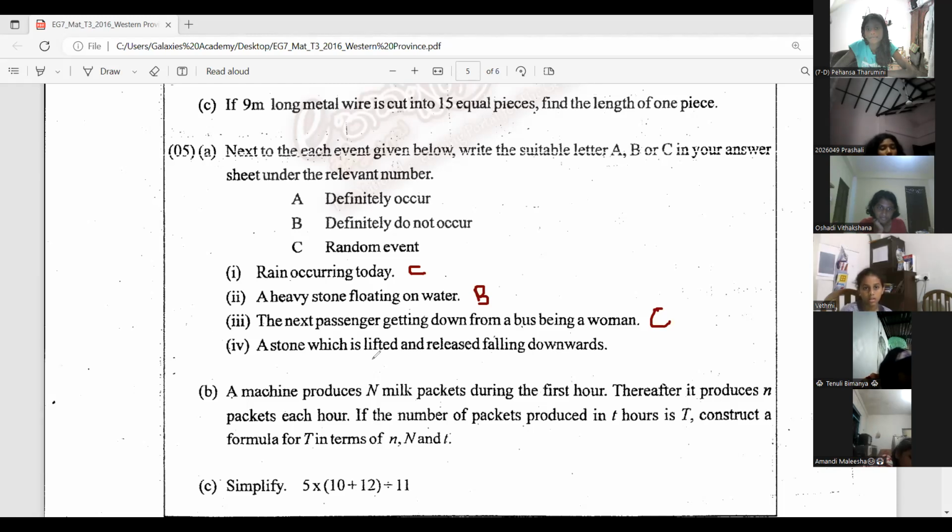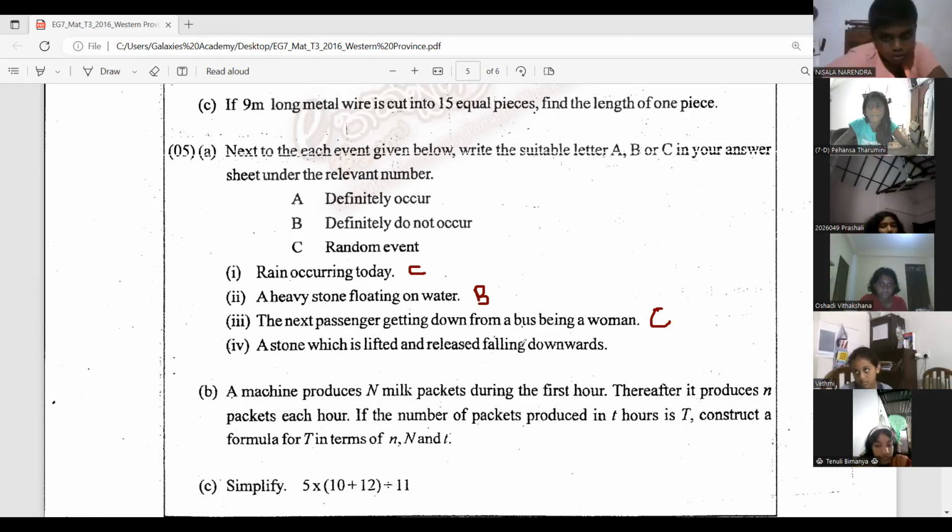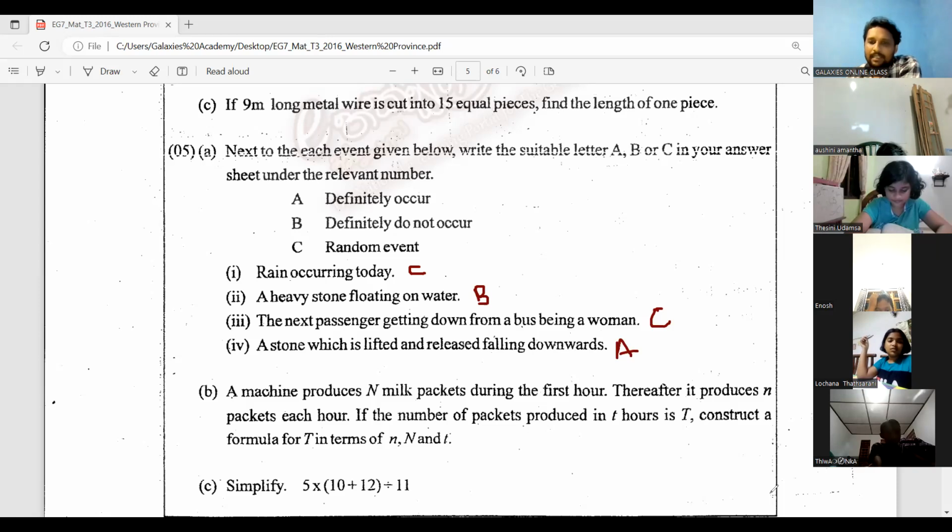Next one, a stone which is lifted and released falling downwards. ඔගොල්ලෝ මොනවා හරි stone එකක් මෙහෙම උඩට එසෙව්වොත් ඒක අතෑරියට පස්සේ falling downward පහළට යනවා. Definitely occur, no? මොකද කවදාවත් ඔයගොල්ලෝ ගලක් අතර ඇරියට පස්සේ හඳට යන්නේ නැහැ නේ. Gravity එකක් තියෙනවනේ, අනිවාර්යයෙන්ම පහළට වැටෙනවා. Right? Definitely occur. Capital A.